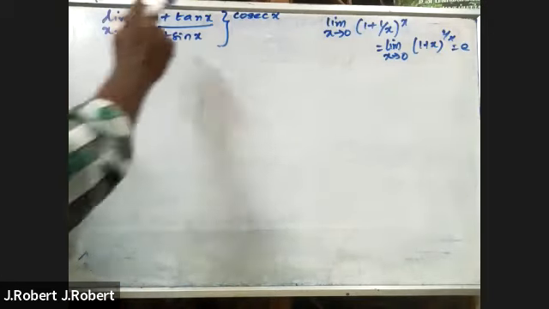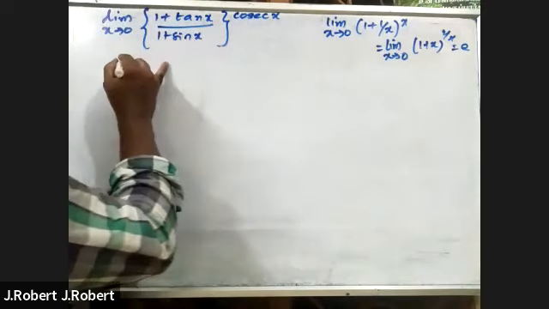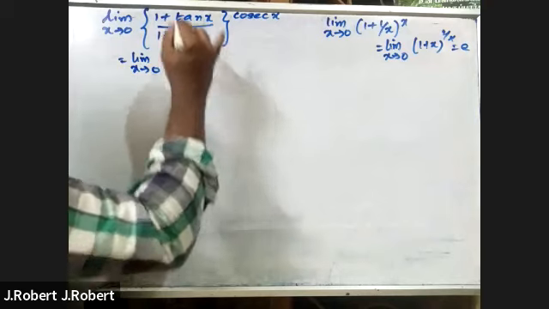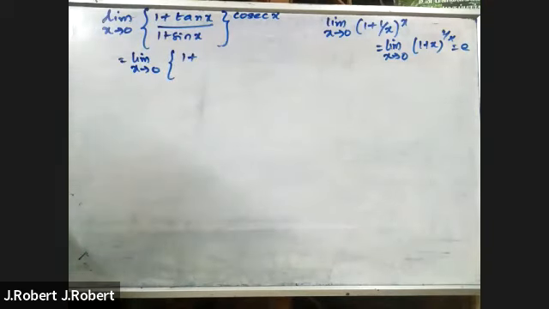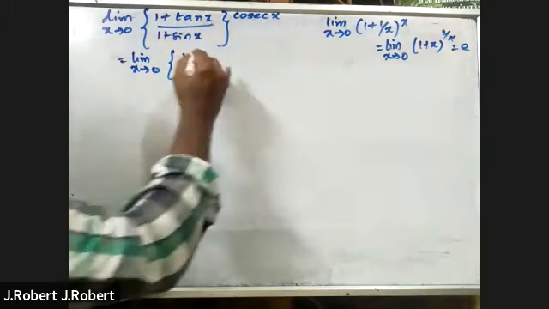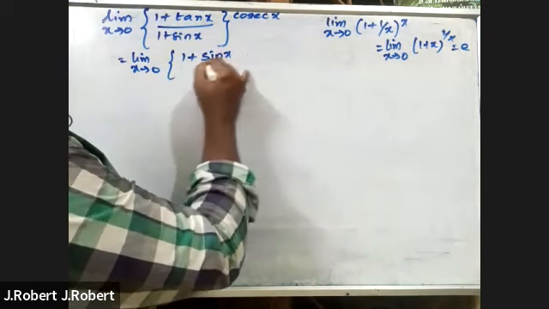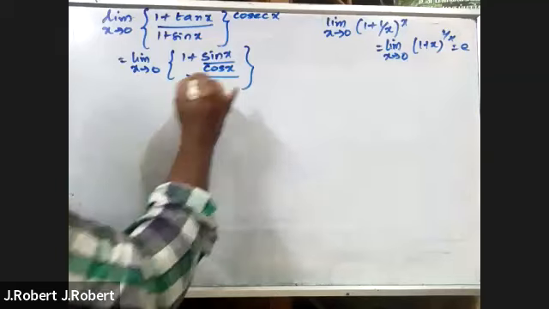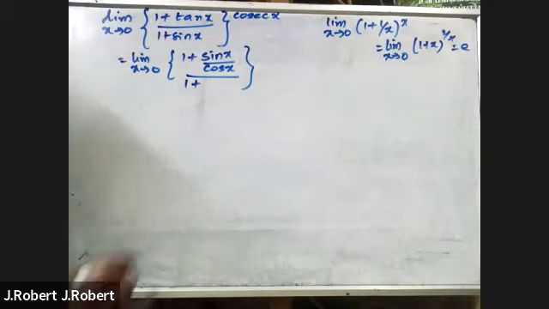Now look, there is 1 plus tan x. You can write this as limit x tends to 0, 1 plus tan x. You can write this tan x as sin x by cos x, sin x by cos x, divided by 1 plus sin x.